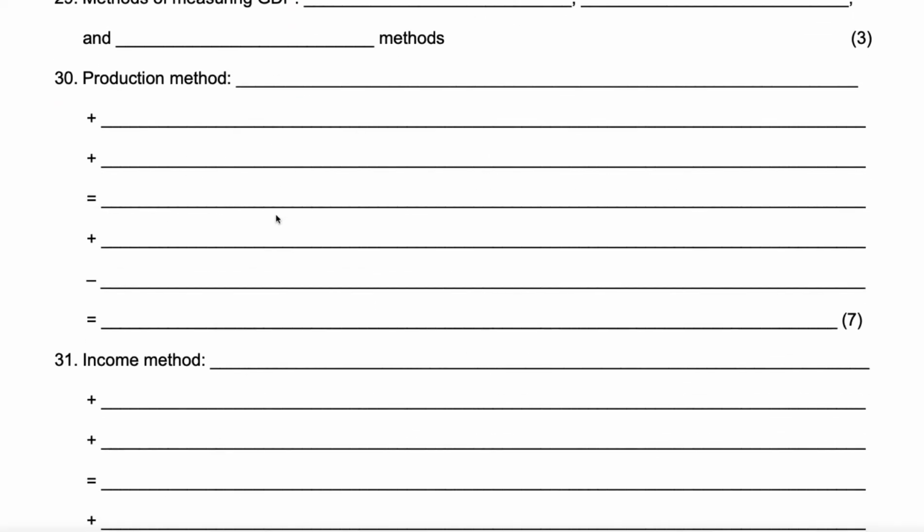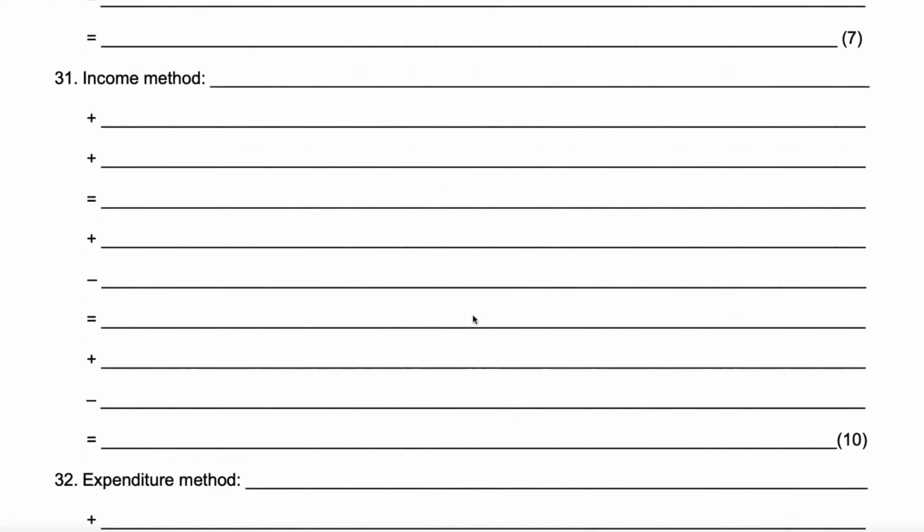Now let's look at the production method. How would we calculate GDP using the production method? Well, we say primary sector plus secondary sector plus tertiary sector equal to GDP at basic prices plus taxes on products minus subsidies on products. It will give us GDP at market prices. I'll show you the whole thing just now.